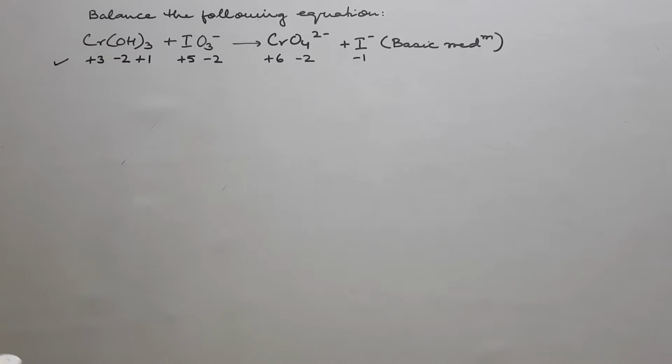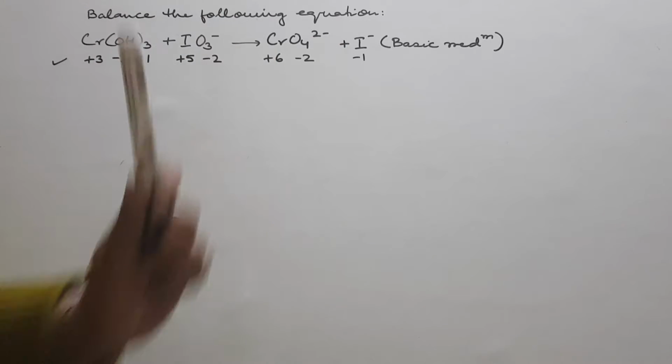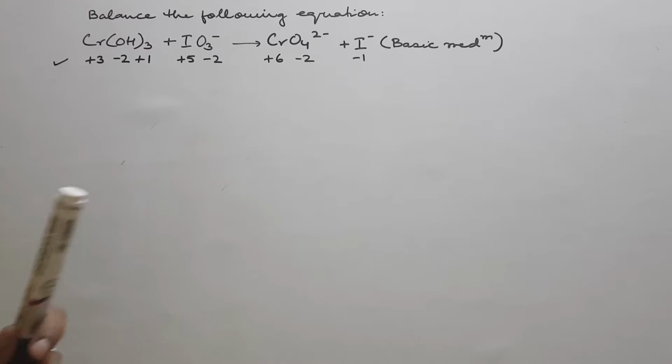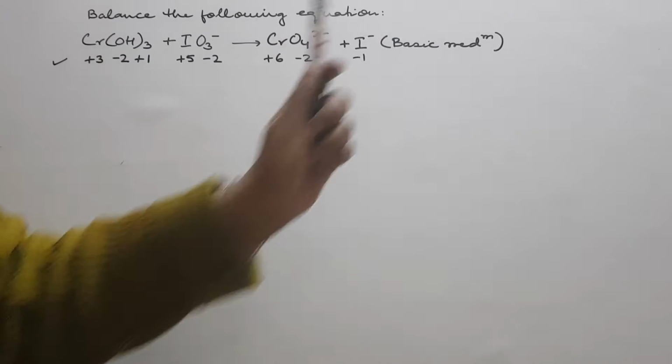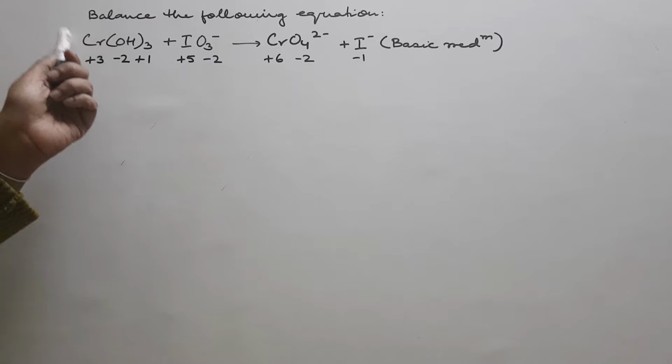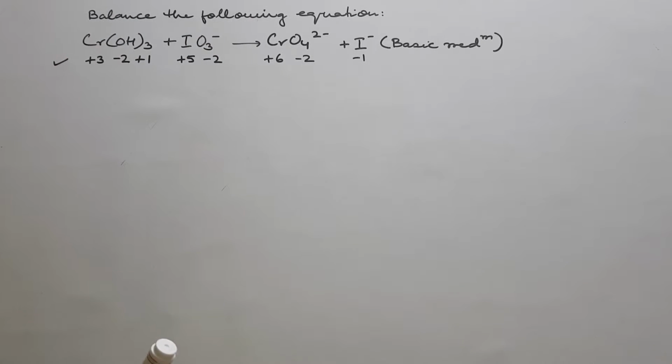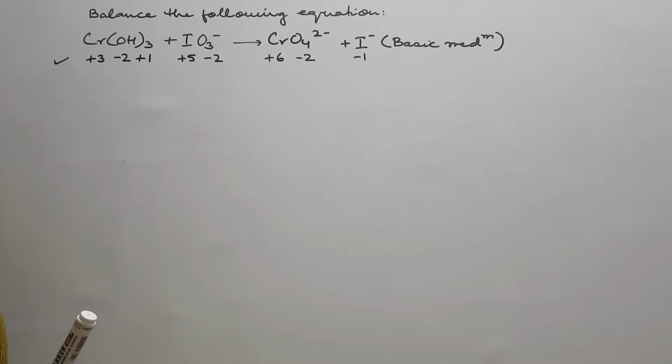Now children, today again we will see balancing of equations. We are given this equation for balancing. Here, since there is no mention of H plus or OH minus, it is specified as a basic medium. This means the equation given to you takes place in basic medium, and now we have to balance it. So you see how I balance it.